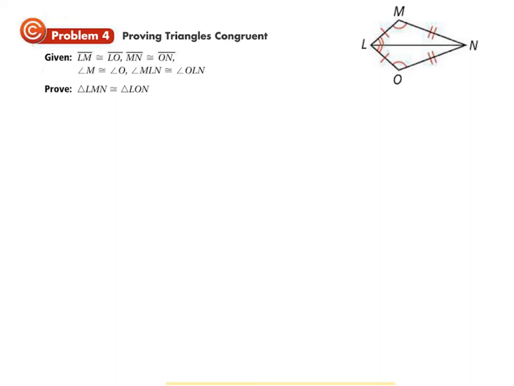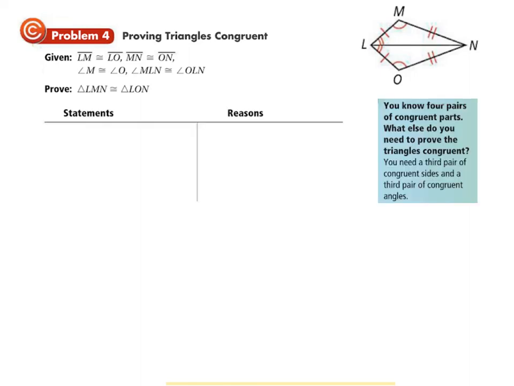Interesting. Well, what do we need to know? And this is a big part of it. What do we need to know? You know 4 pairs of congruent parts. We need to know the other pairs. We need to know the third pair of sides and the third pair of angles. Okay.